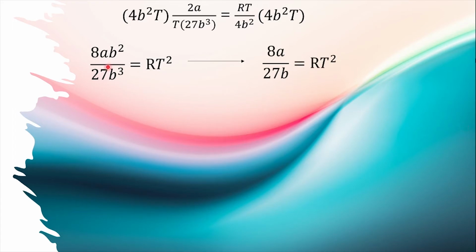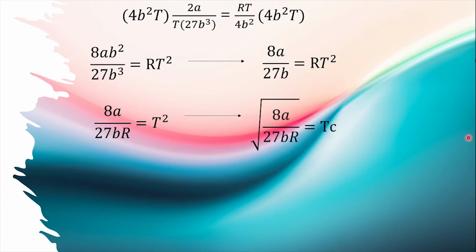Next, we would simplify by cancelling b squared into b cubed, given that it will cancel the square and it will only be left with b. Next, we divide both sides by R, so that the R in RT squared would cancel, leaving us isolating T squared.